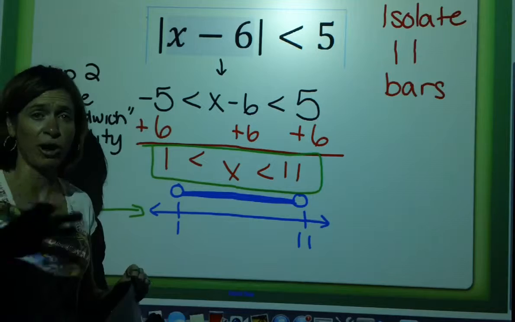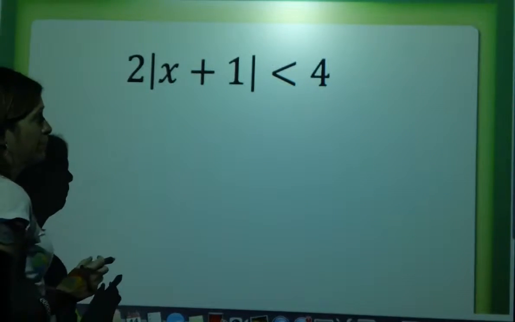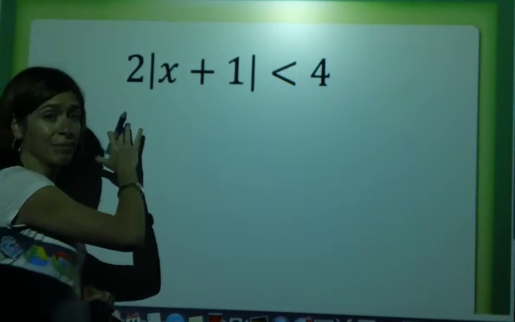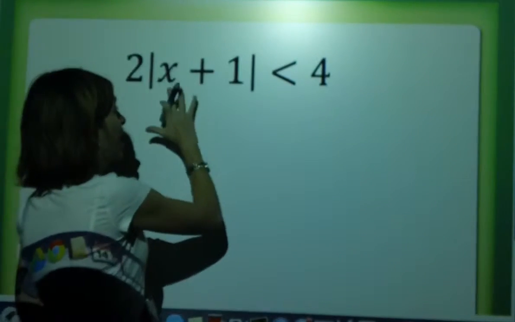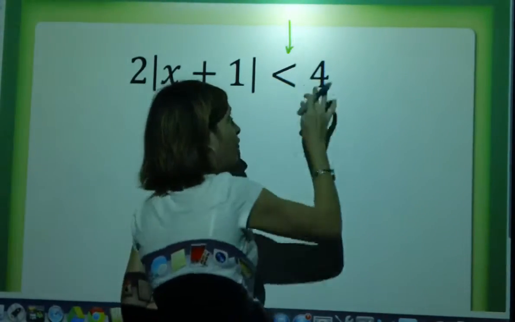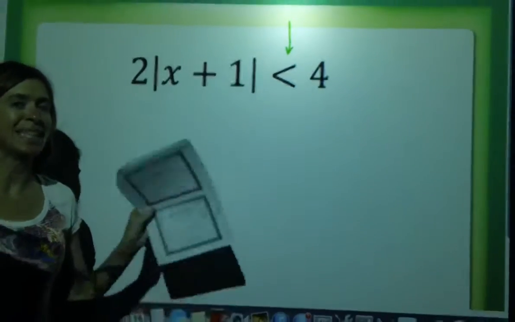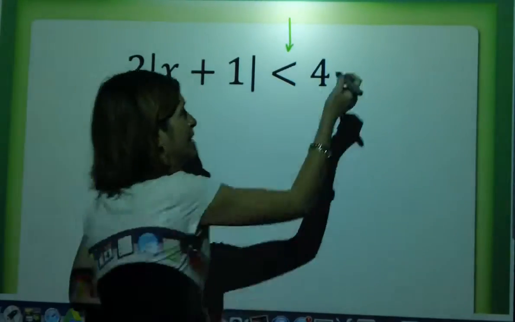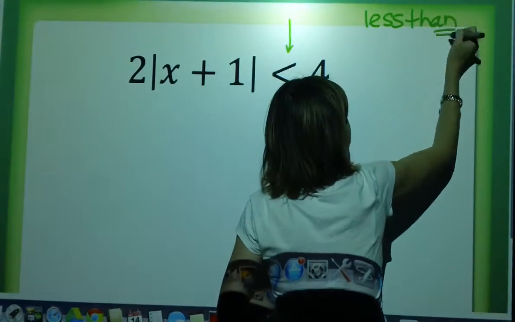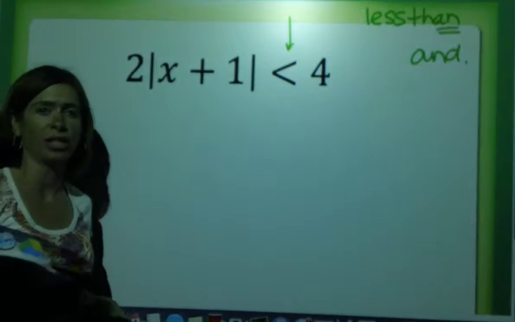All right, so now let's try a harder example. We look at it and read it to ourselves: 2 times the absolute value of x plus 1 is less than 4. For myself, I already know it's less than, and you know how Coach Fred likes to do this. Less than means it's "and", so I'm going to be making a sandwich.